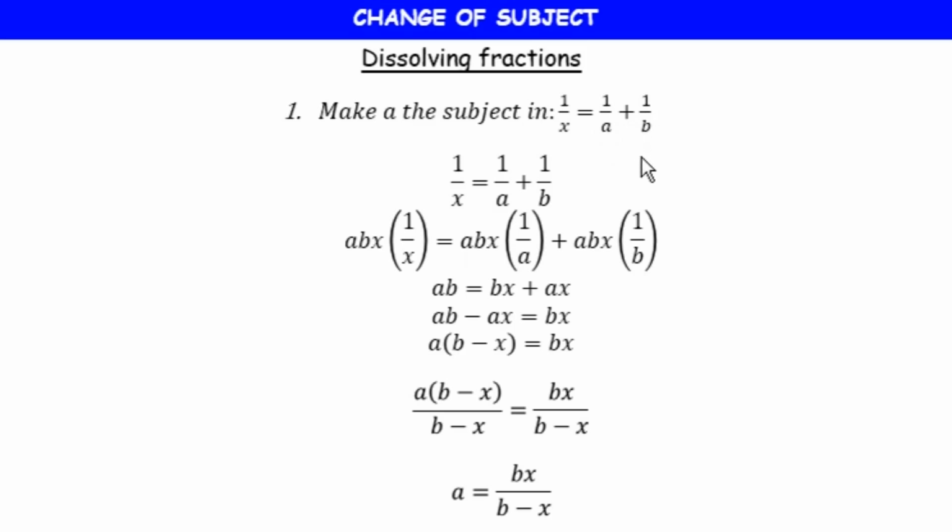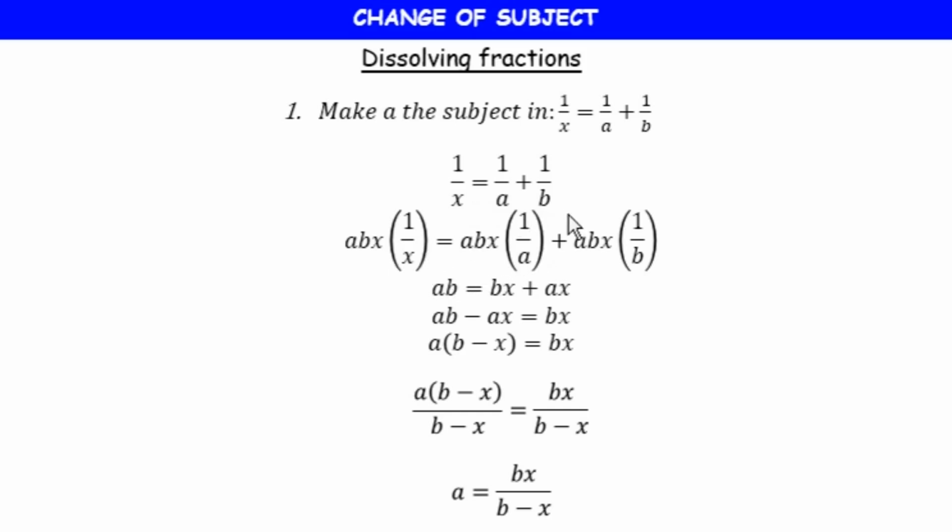So here the first thing we have to do is find the LCM, and then we multiply through by the LCM. We are going to multiply each term by the LCM, right? Now, how do you get the LCM when you have variables? To get the LCM, it is simple. Just multiply each and every single denominator, right? So we are going to multiply x by a by b, and that gives us the LCM, right?